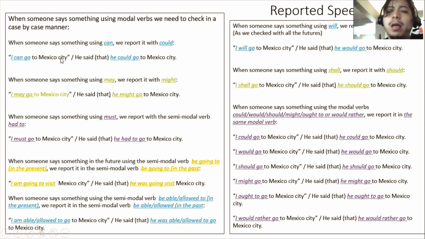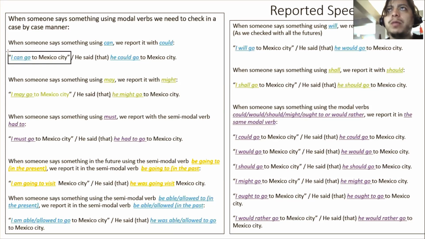So we need, modal verbs, they are different. Like each one is a little different. Modal verbs and semi-modal verbs, we need to check one by one. So again, we have the direct speech. The direct speech, we need to first identify the direct speech.